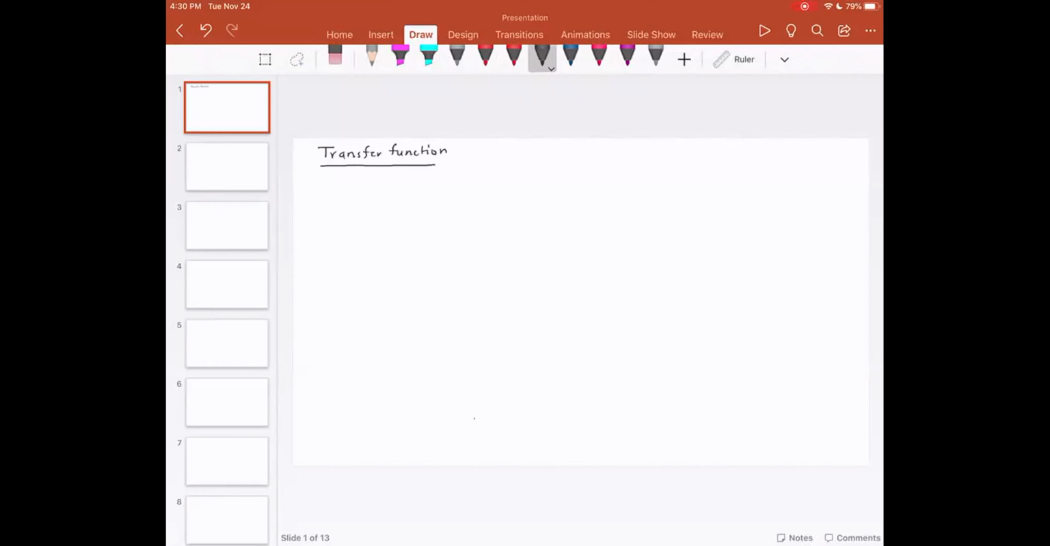So what is this transfer function? You can think of transfer function as a black box wherein you have some input, and what this transfer function does, it takes this input and gives you an output. So this is the transfer function and this is an output.